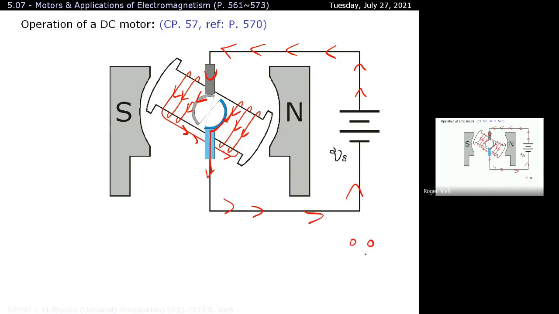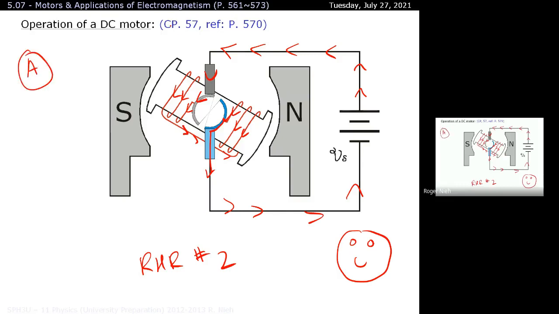All right, so this is a successful electrical path that now we can use right-hand rule number 2. Again, this is panel A, on the top left-hand side of course pack page 57.